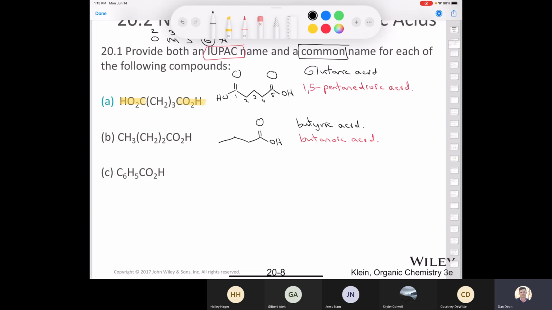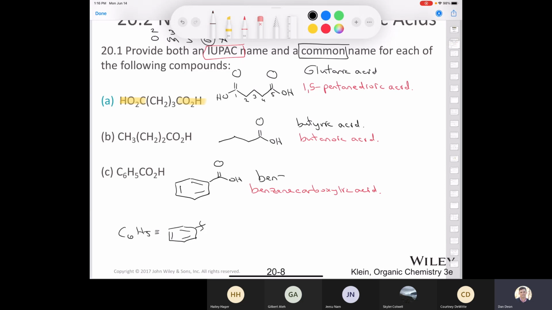And then the last one, we just have an aromatic ring. Remember that in organic chemistry, C6H5 means that you've got an aromatic ring that is monosubstituted. So we've got this like that. The IUPAC name for this would be benzene carboxylic acid. And the common name is benzoic acid. We saw that a couple slides ago, benzoic acid. And there you have it.